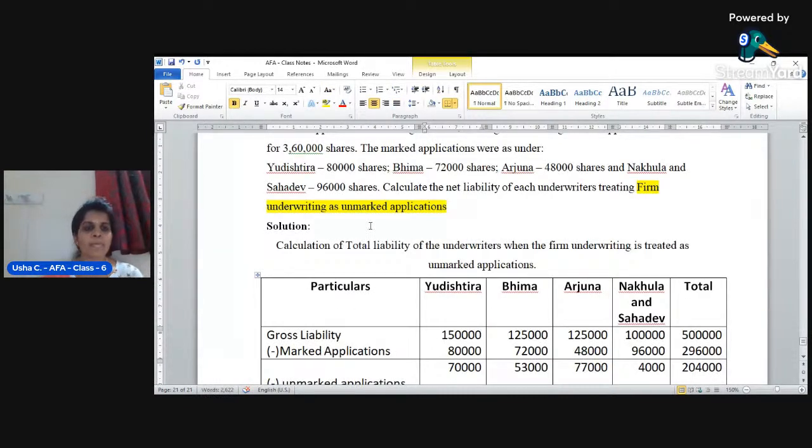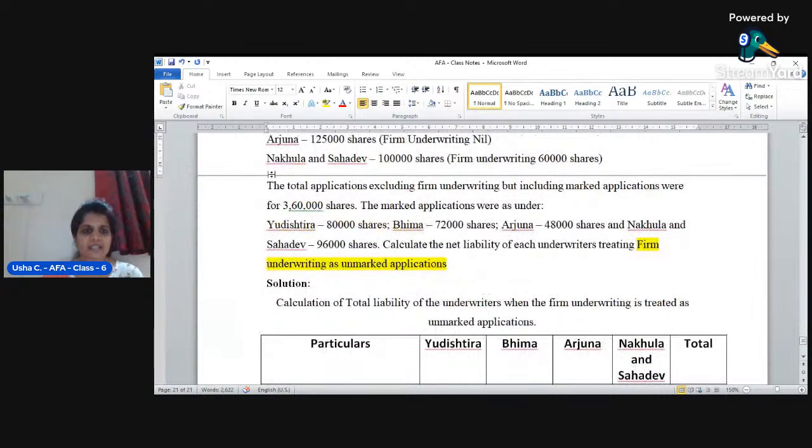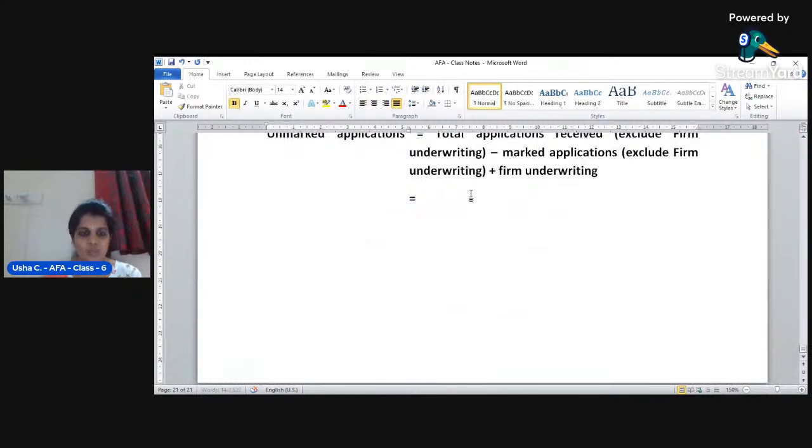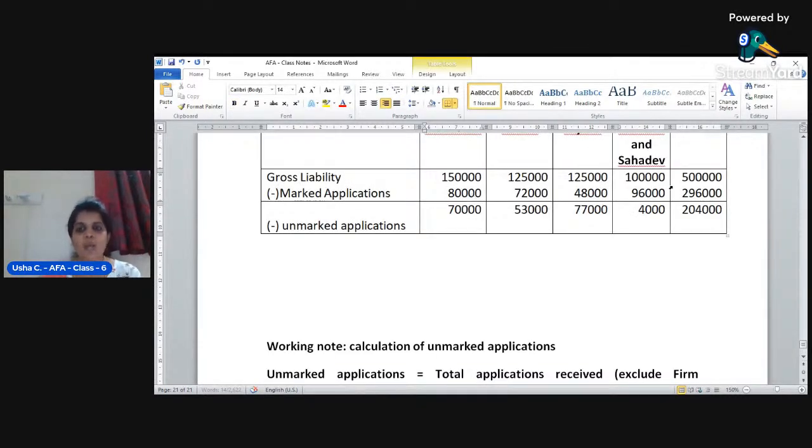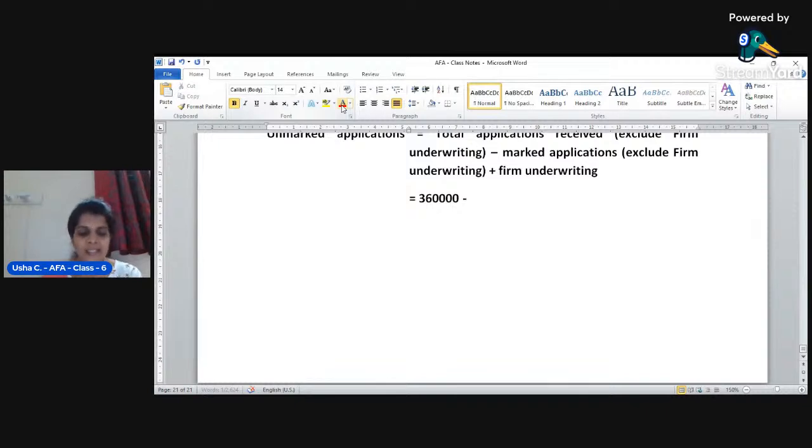Look at the problem. Here, they specified that total application excluding form underwriting, which including marked application, is 3,60,000. Now take this 3,60,000 as total application received, and this includes marked application, right? And deduct this marked application. What is the marked application? 2,96,000, which we have calculated now. This 2,96,000 is excluding form underwriting because we have not yet included.